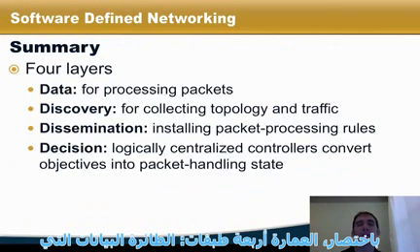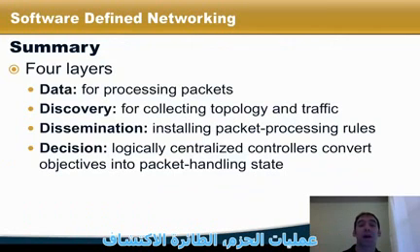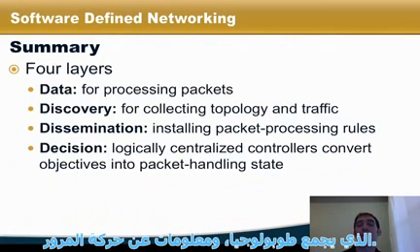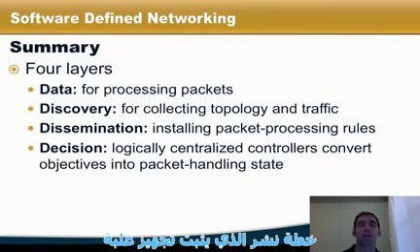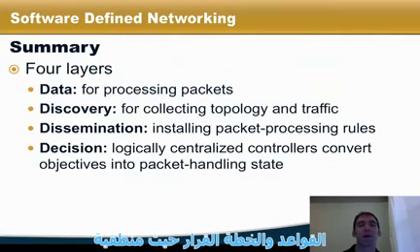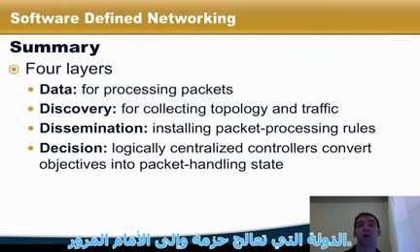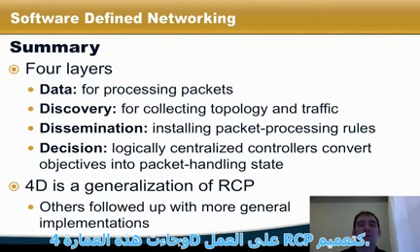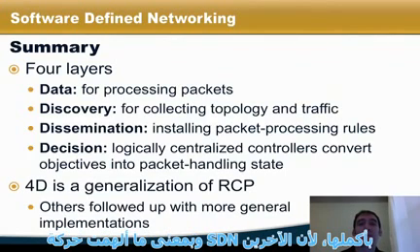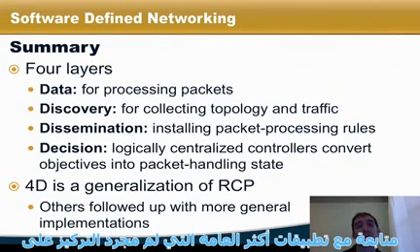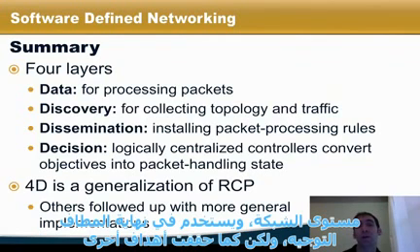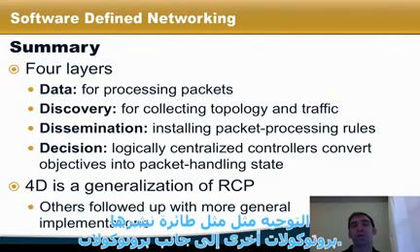In summary, the 4D architecture has 4 layers: the data plane that processes packets, the discovery plane that collects topology and traffic information, the dissemination plane that installs packet processing rules, and the decision plane where logically centralized controllers convert network-wide objectives into the state that handles packets and forwards traffic. The 4D architecture followed on the RCP work as a generalization, and in some sense inspired the entire SDN movement, because others followed up with more general implementations that didn't just focus on routing, but also achieved other network-level objectives, and ultimately used other protocols besides routing protocols as the dissemination plane.